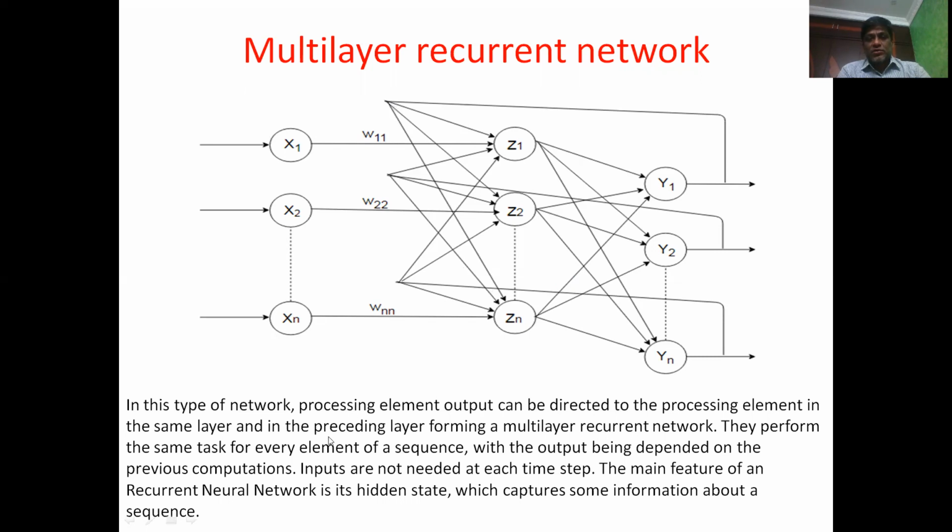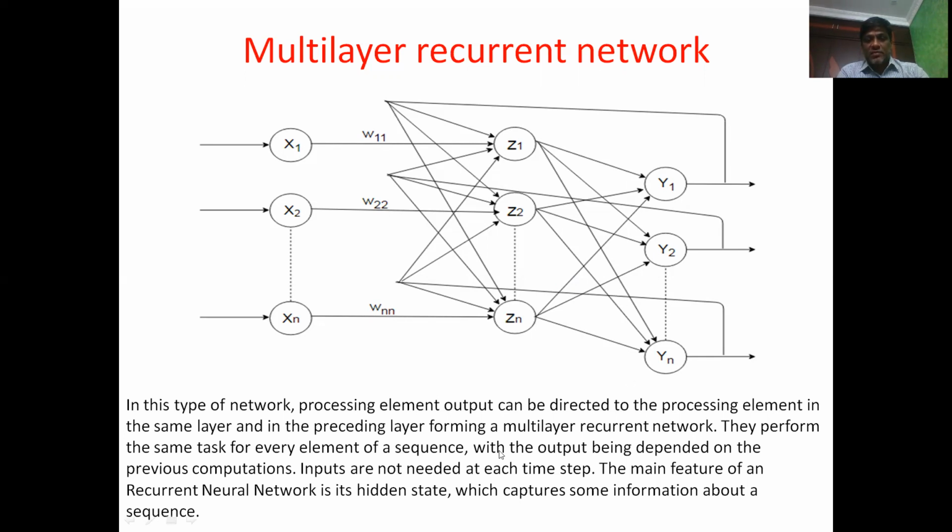So the processing elements can be directed to the processing element in the same layer and in the preceding layer, forming a multi-layer recurrent neural network. That is what the concept is. Previous layer neurons are fed back with the output of next layer. That is the concept in multi-layer recurrent neural network.